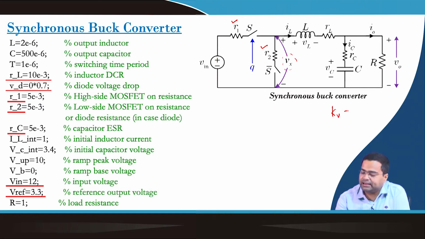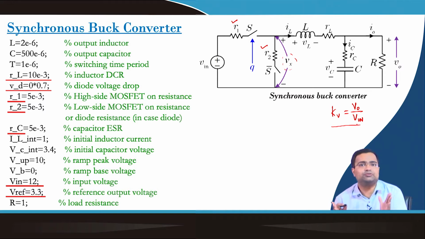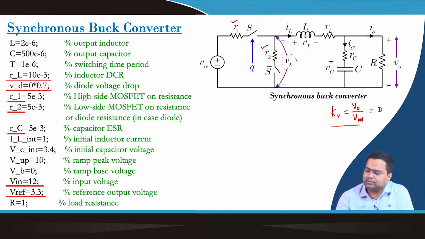Kv is equal to V0 by Vin. That means this is a voltage gain, and if we operate under steady state condition at a fixed switching frequency, then we can take this as my duty ratio, and we will check whether we can get the desired voltage, which is equal to Vref, if we take D equal to Vref by Vin.